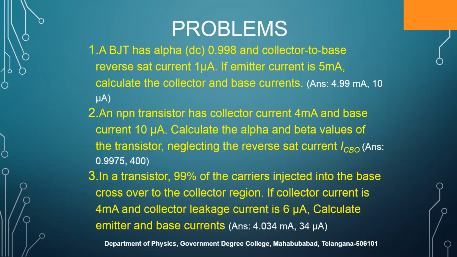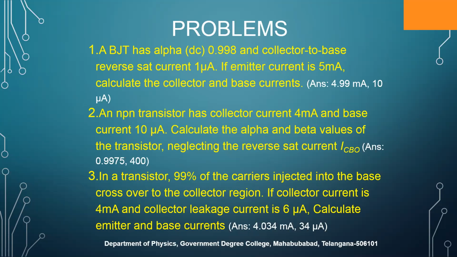Now let us discuss some problems. The first problem: a BJT has alpha DC 0.998 and a collector to base reverse saturation current of 1 microampere. If the emitter current is 5 milliamperes, calculate the collector and base currents. Just try to calculate these values. The answers are: collector current is 4.99 milliamperes and base current will be 10 microamperes.